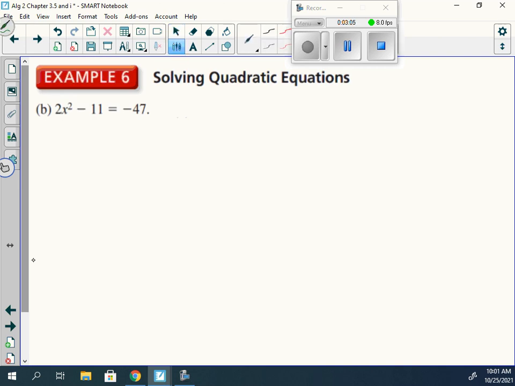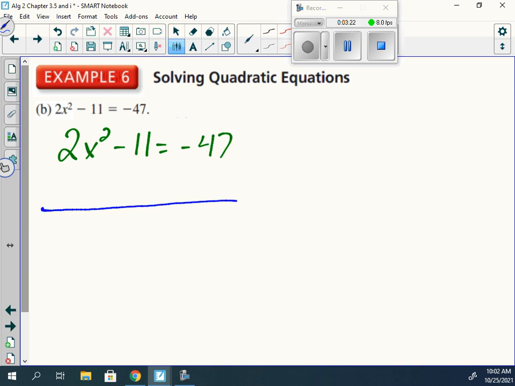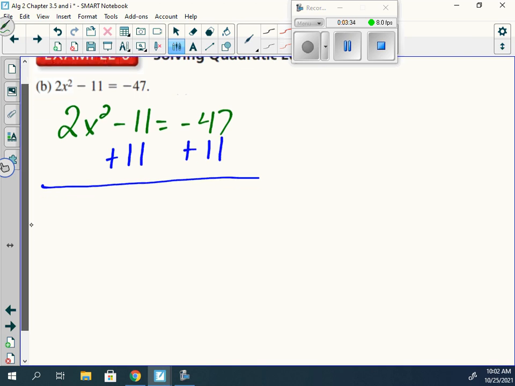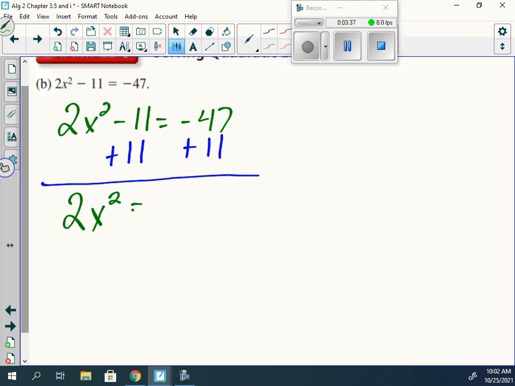2x squared minus 11 is equal to negative 47. Well, again, x squared is the only variable, so we can still use the square root method. Since we're using the square root method, we want to get x squared by itself. What can we do first? Add 11. And if we add 11 to both sides, we'll get that 2x squared is equal to negative 36.